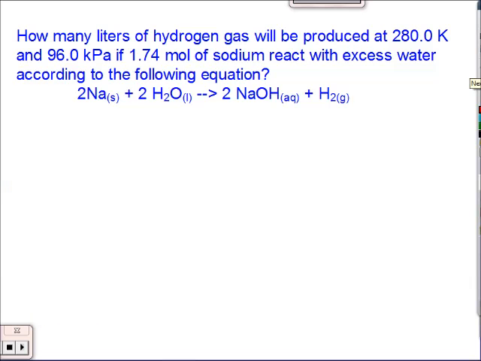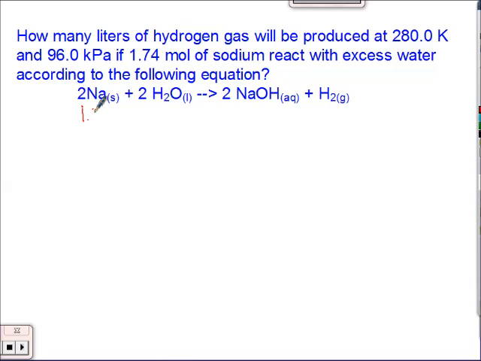Alright, so we're going to do a quick problem and show you how this works. If I have the following reaction, sodium and water goes to sodium hydroxide plus H2 gas, how many liters of hydrogen gas will be produced at 280 degrees Kelvin and 96 kilopascals if I start with 1.74 moles of sodium?